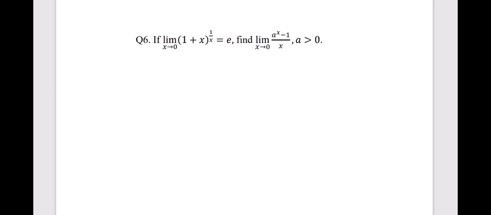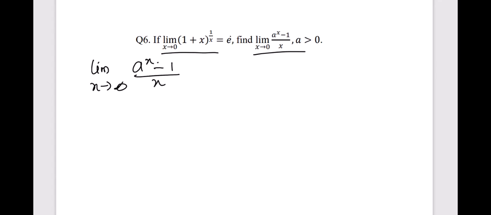Okay, so let's look at this limit that we have here. It is saying that if this is equal to e, then we should find this. Okay, so let's see how we are going to go about that. We have the limit as x approaches 0 of a^x minus 1 all over x, like this. Okay, and so here we have to do some transformations.